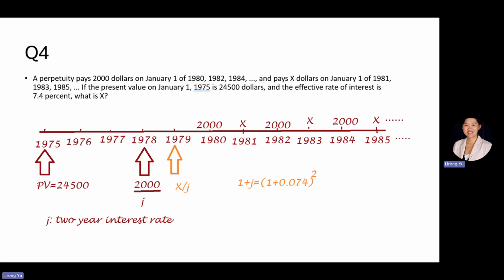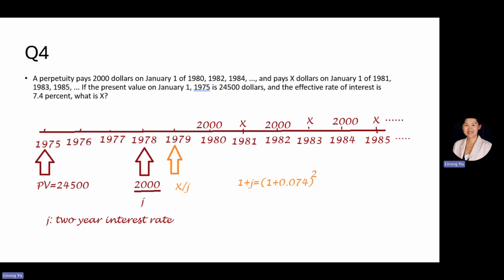Also, the perpetuity immediate formula calculates the value of it 1 unit time before the first payment. For us, 1 unit time is not 1 year, it's 2 years, because the 2000 is being paid every 2 years. So the 2000 over J is giving you the value of all the cash flow 2 years before the first payment. So 2000 divided by J gives you the total value of all the 2000 cash flows at 1978. If you want to find the value of all the 2000 payments at 1975, you have to discount it for 3 years.